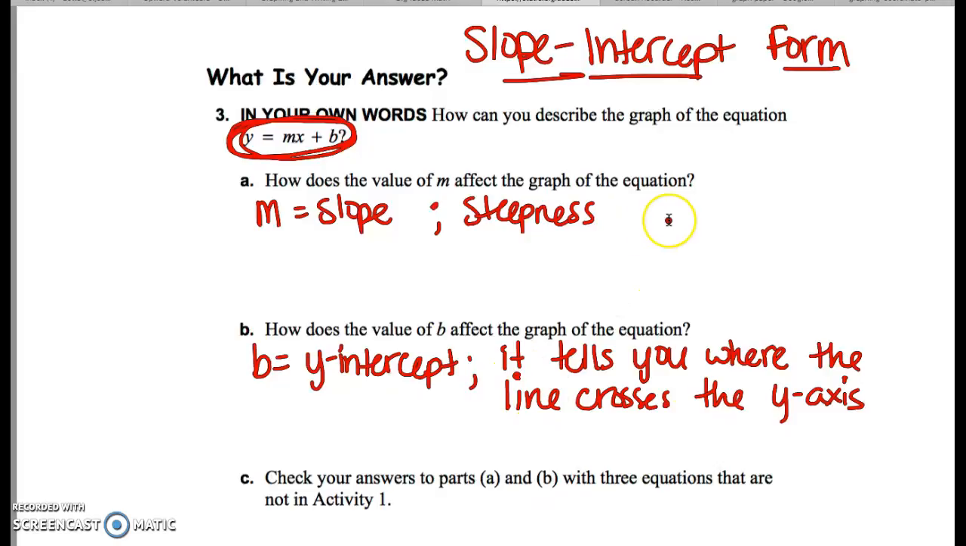Okay, so I could give you any equation that is in this form, that is in slope-intercept form, and you can very easily tell me what the slope is, how steep it's going to be, and what the y-intercept is. Where is that line going to cross the y-axis? Just by looking at the equation. Now, the main thing is that it has to be in this form. It has to say y equals. That y has to be all by itself on that side of the equation.